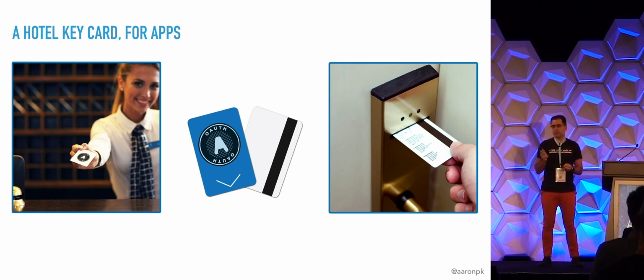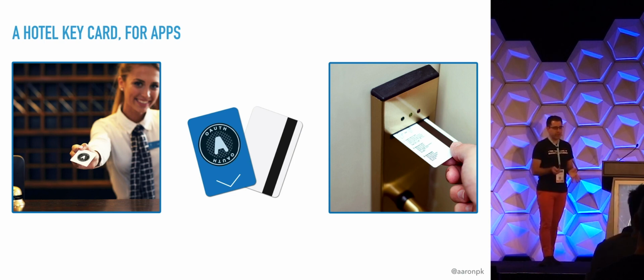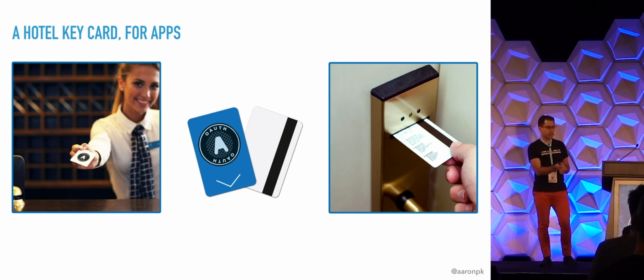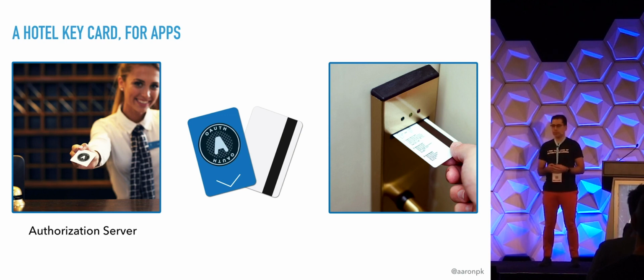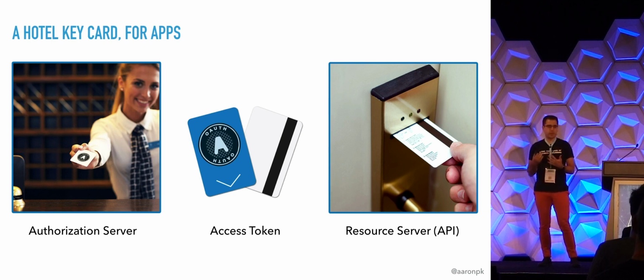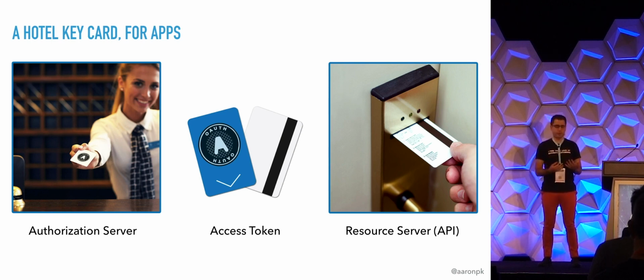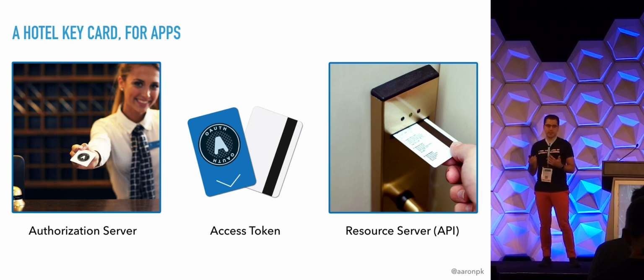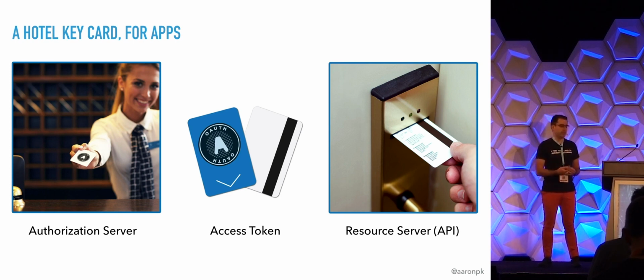And what's interesting about this system is that in order for this to work, the door doesn't care who you are. It does not need to know your name or a unique user ID. All it cares about is whether this card has access to this door. And that decision is made by the person at the front desk. So in OAuth terms, the person at the front desk is the authorization server, the key card is the access token, and the door is the API or the resource server. So I bring up this example because I want to point out that it's entirely possible for an API and a system with OAuth to exist where user identity isn't actually even important into the system.